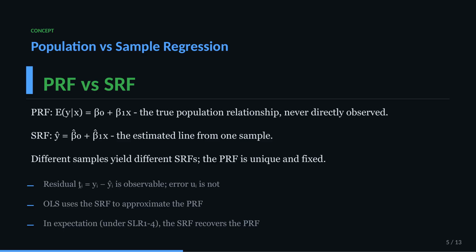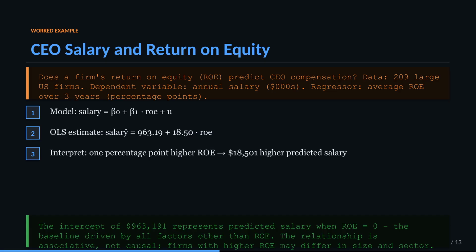Let's make that concrete with the CEO salary and return on equity example. Suppose we regress annual CEO salary on a firm's return on equity. The fitted line might look like salary hat equals 963.19 plus 18.50 times ROE, where salary is measured in thousands of dollars. That means a 1 percentage point increase in return on equity is associated with about $18,500 higher predicted salary. But this is an association, not automatically a causal effect. Firms with higher return on equity may also be larger, operate in different industries, or have different compensation structures.